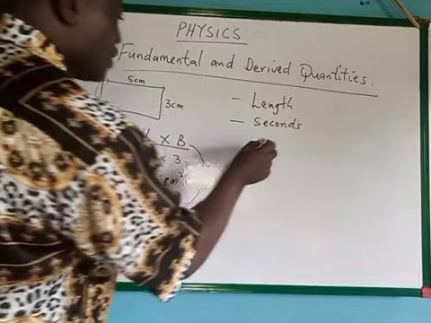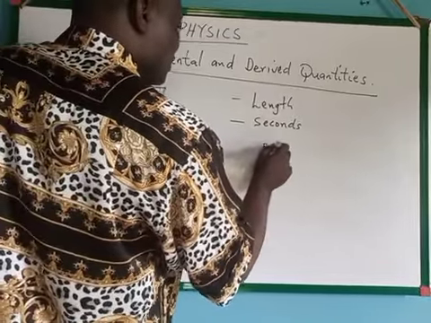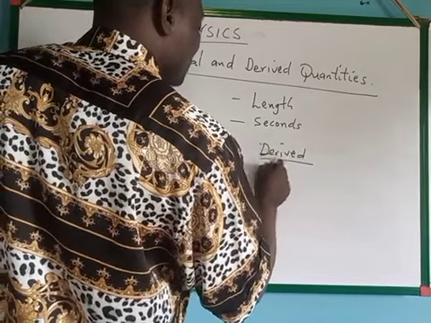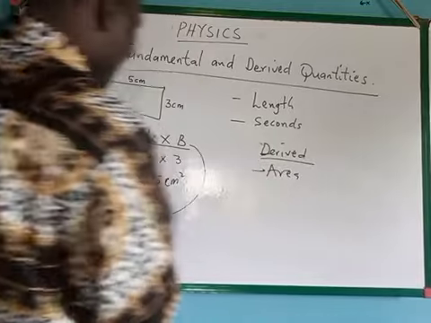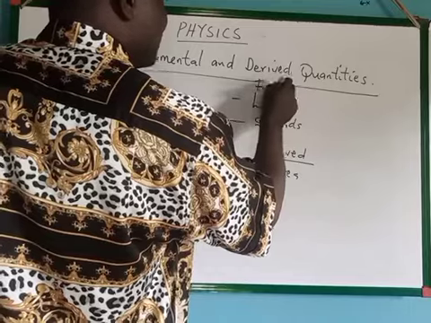So it shows that an example of derived quantity is what? Area. Area is a derived quantity. It's an example. These are fundamental quantities.